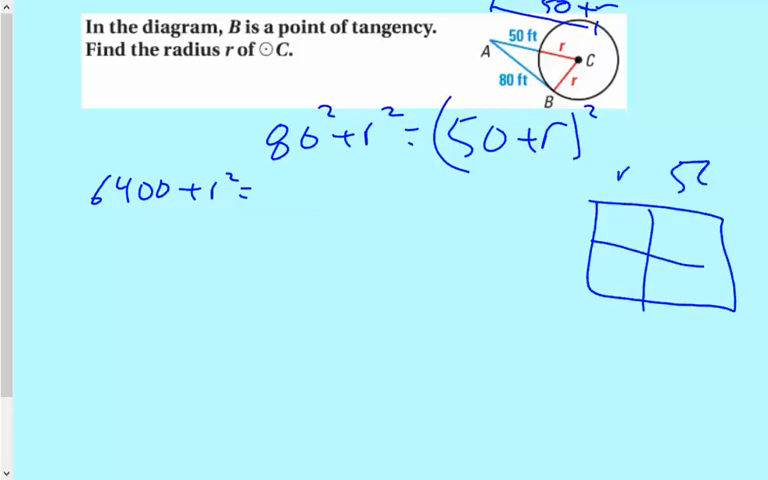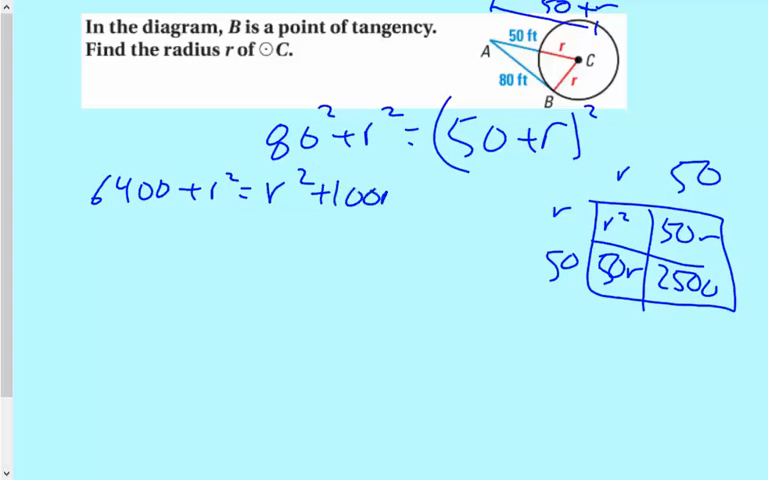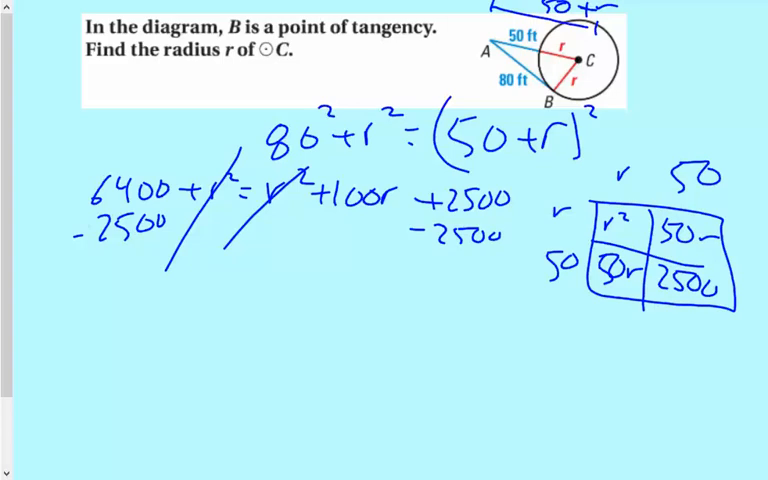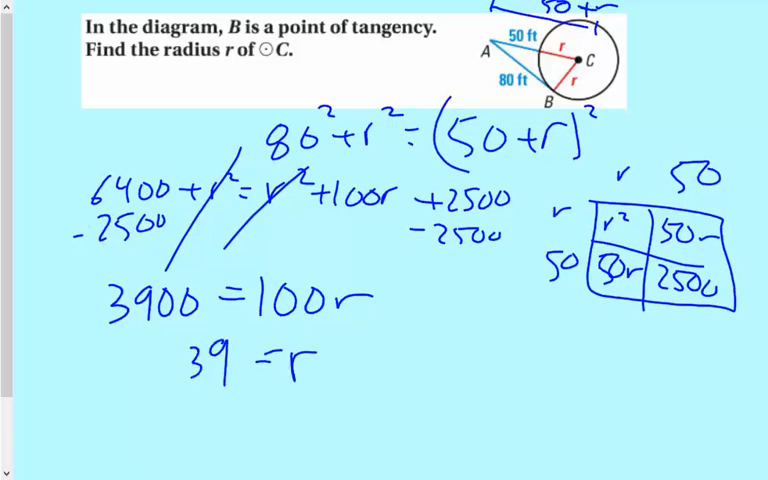r plus 50, r plus 50: that's r squared, that's 50r, that's 50r, and that is 2500. So we have r squared plus 100r plus 2500. That is squaring a binomial. So the r squareds are gone. I'm going to subtract 2500 from both sides. If this does not make any sense to you, please see me in class for a review on quadratics. 3900 equals 100r. Divide by 100, and r equals 39.